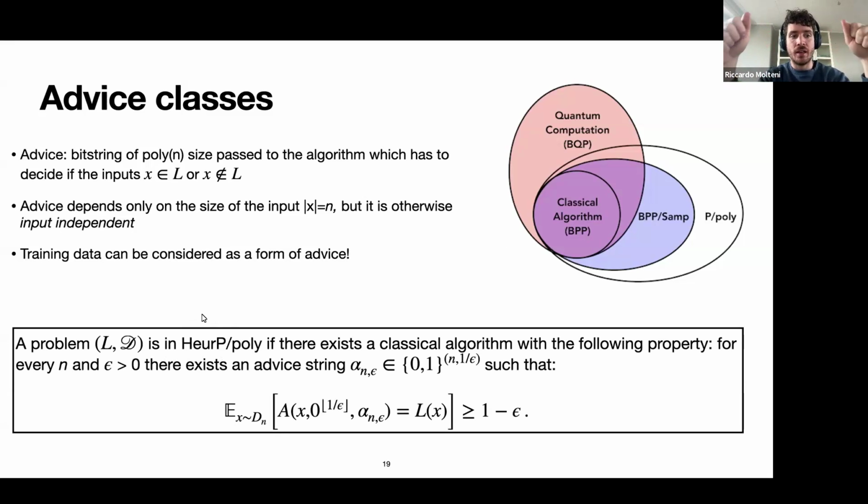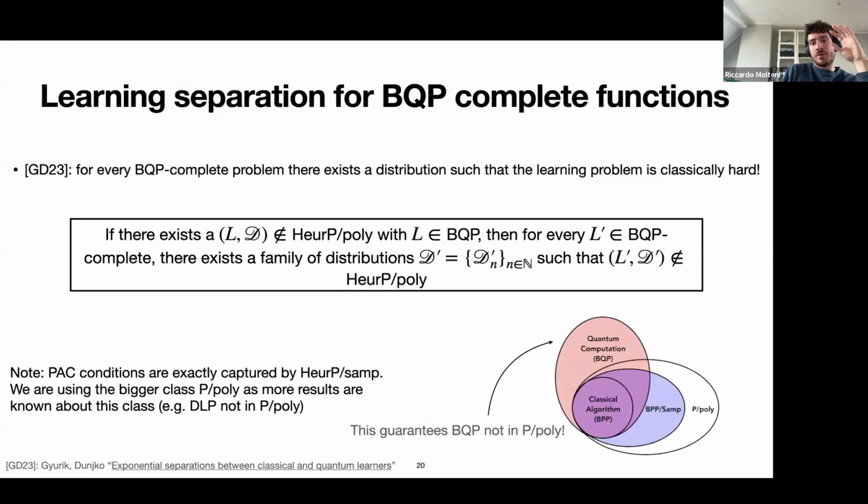So let me just define what a problem in RP/poly is, and then we can move on. A language and a distribution are said to be in RP/poly if there is a classical algorithm such that for every input size, there is one advice string, one string of polynomial size, such that if I pass this advice string to that classical algorithm, it can correctly decide input X with low error on average with respect to a distribution D. And this precisely captures what machine learning is. You have a classical algorithm which is passed training data as an advice and has to decide new X's on average.